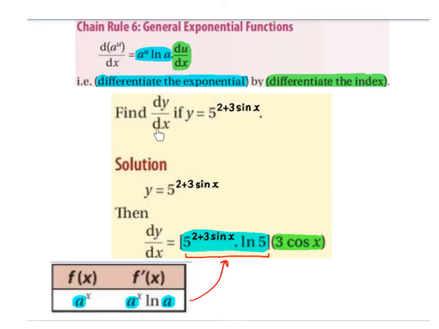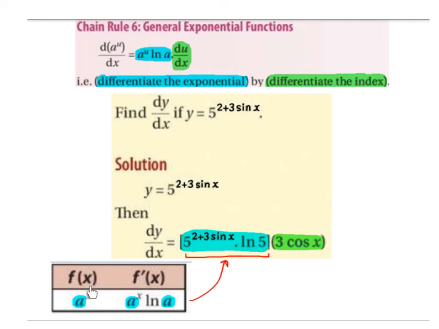So find dy dx if y equals 5 to the power 2 plus 3 sine x. So y equals 5 to the power 2 plus 3 sine x, then dy dx is 5 to the power 2 plus 3 sine x multiplied by the natural log of 5. So this is basically our outside, so we want to differentiate the exponential. So we differentiate 5 to the power of something, or in this case a to the power of x.